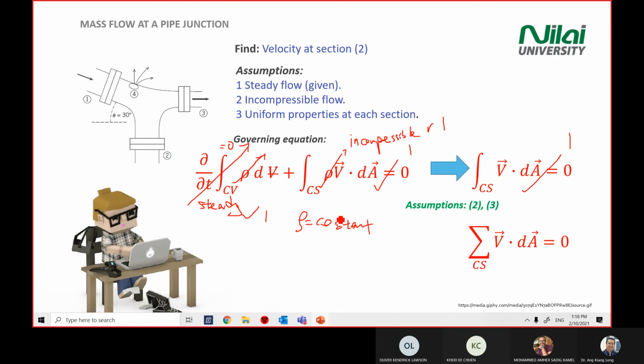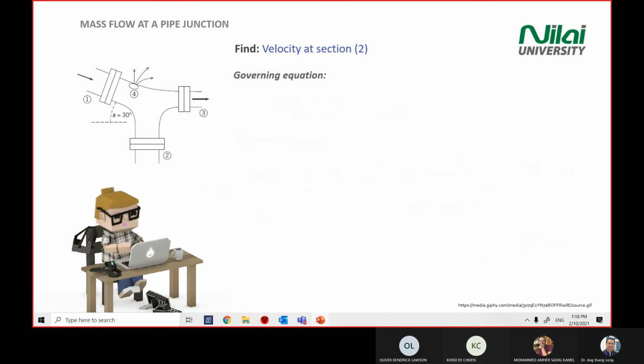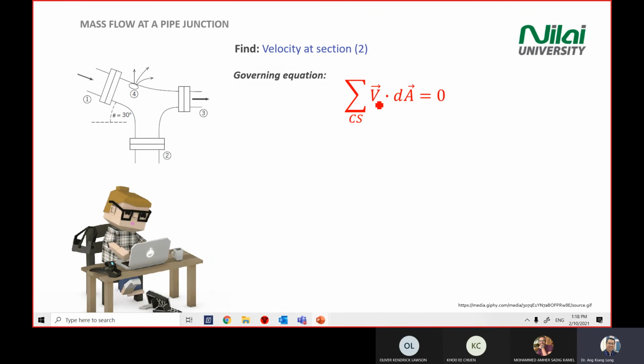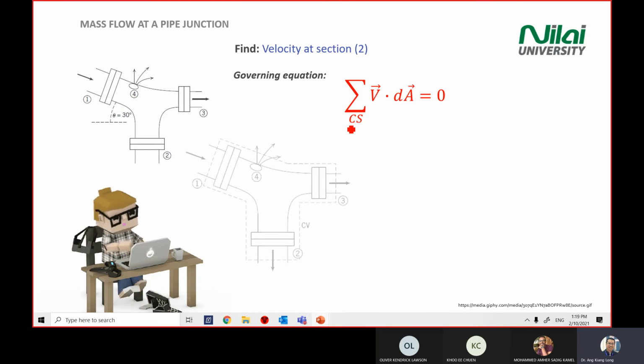Okay. So because we have three areas or 3 surfaces here, we need to consider them. So we will add up all the surfaces, or what happened to the surfaces here. That's why we write a notation of summation of what happened to the surface equals 0. Okay, we have this equation on the screen here. Summation of velocity times area to all the control surfaces.